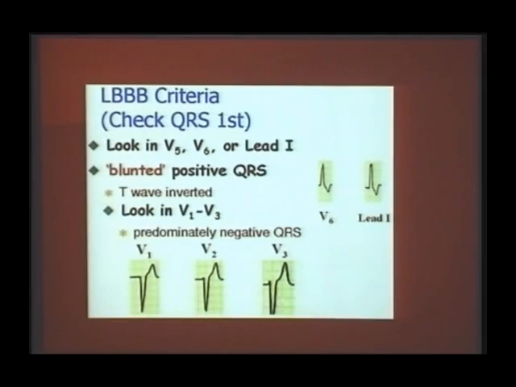Left sided leads will tell you whether the terminal vector is coming towards the left or going towards the right. So V5, V6 is going to tell you what vector it is going. So by looking at L1 itself, we are going to say whether it is a left bundle branch block or a right bundle branch block. So this is the left bundle branch block criteria. So now look at this ECG.